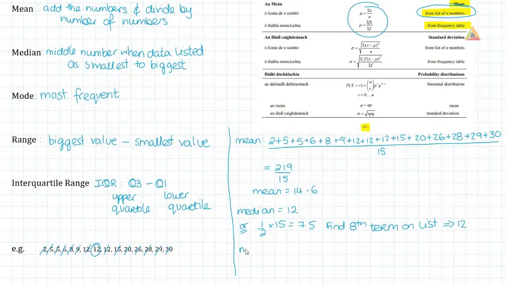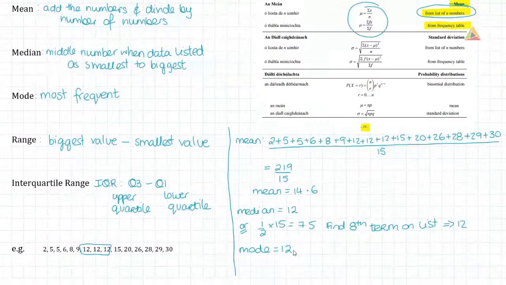The third thing that we're going to find then is our mode. Our mode is the number that's there the most. When I look at this list of numbers again, I'll see the number that's there the most is that we have 3 number 12s. So our mode here is going to be number 12.